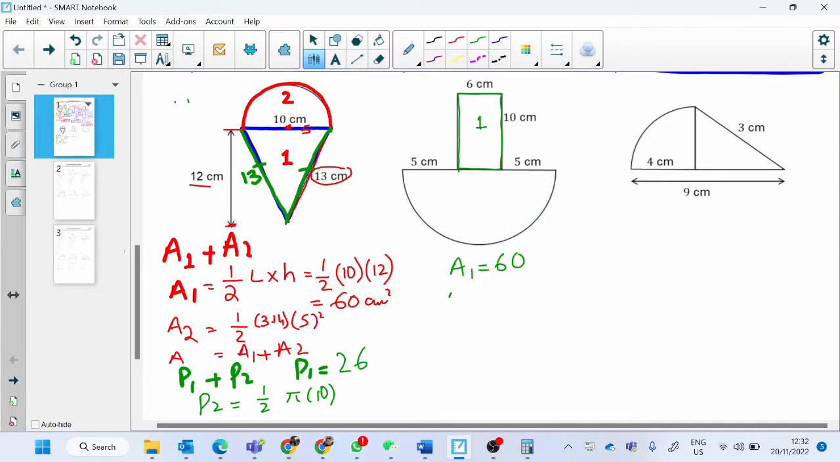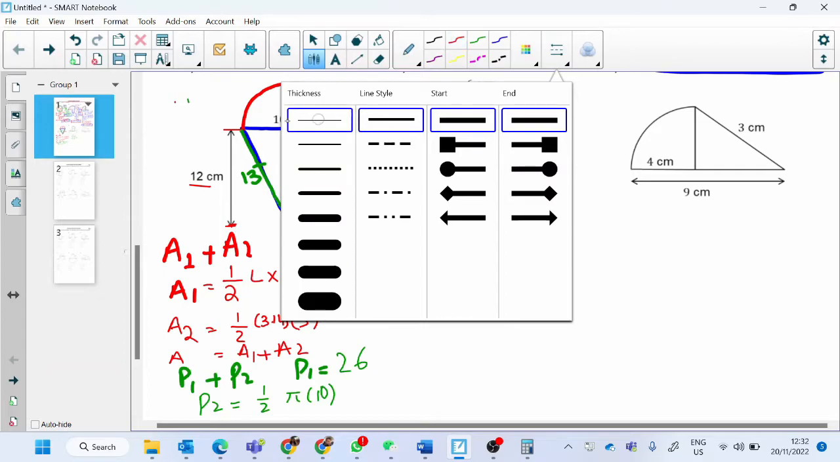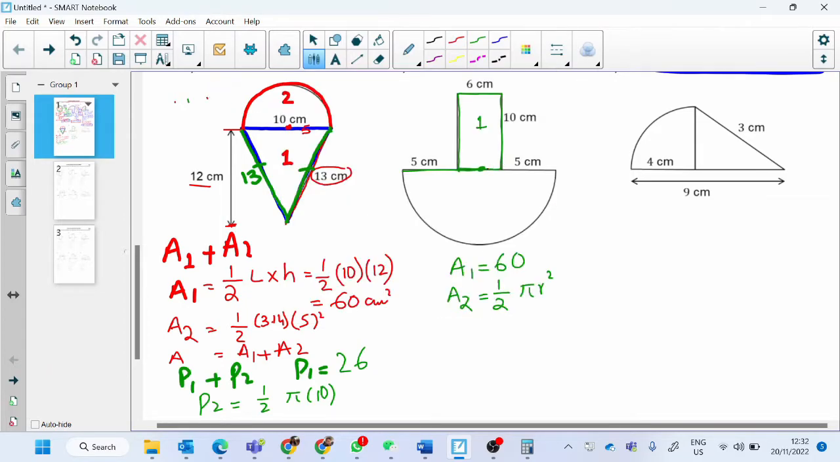And the area of the second one, you see this one, area of 2, is half a circle, so we can write half pi r squared. So what is the radius of this semicircle? How can we find the radius of this semicircle?